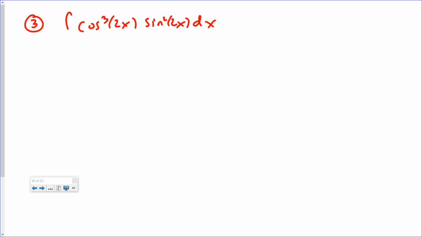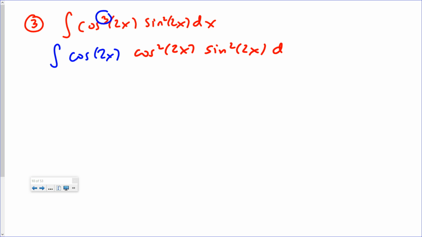All right, I'm not really sure why, but students have problems with these cosine sine problems. So what you want to ask yourself first is, do you have an odd exponent? Yes, okay? That means you save a cosine and change everything else to sine. So what I'm going to do is save one of these odd exponents. That's the one I'm going to save. And I'm going to change everything else to sine. Before I do that, let me just write what I have left.